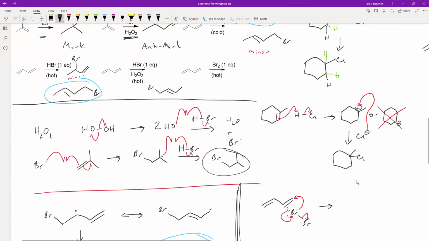And again, this whole hot versus cold thing, it's very ambiguous the way it's written on this worksheet, but that's okay. We're just thinking about it. If it's hotter, you're going to go more towards the 1,4 addition product. If it's colder, you're going to go more towards the 1,2 addition product. All right, moving on.